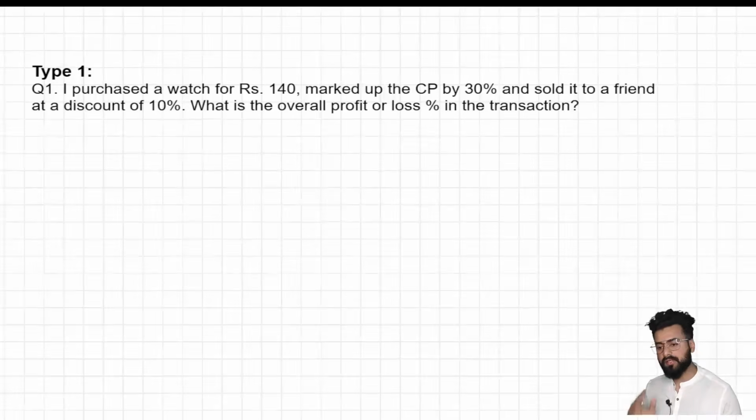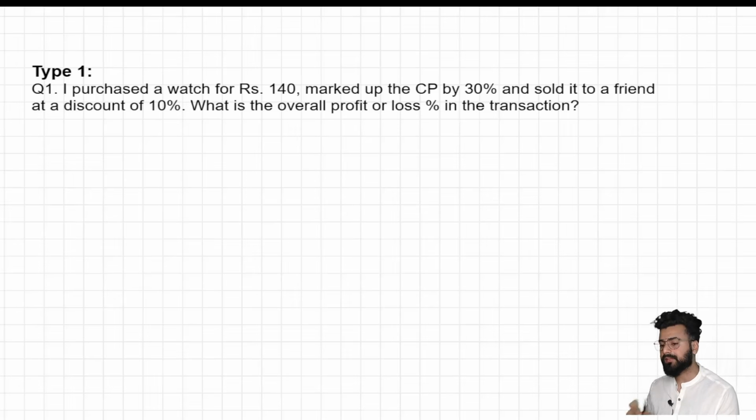So we shall start with the first question of Type 1. Now read the question once. I purchased a watch for rupees 140, marked up the cost price by 30%, sold it to a friend at a discount of 10%. What is the overall profit or loss percent in the transaction?